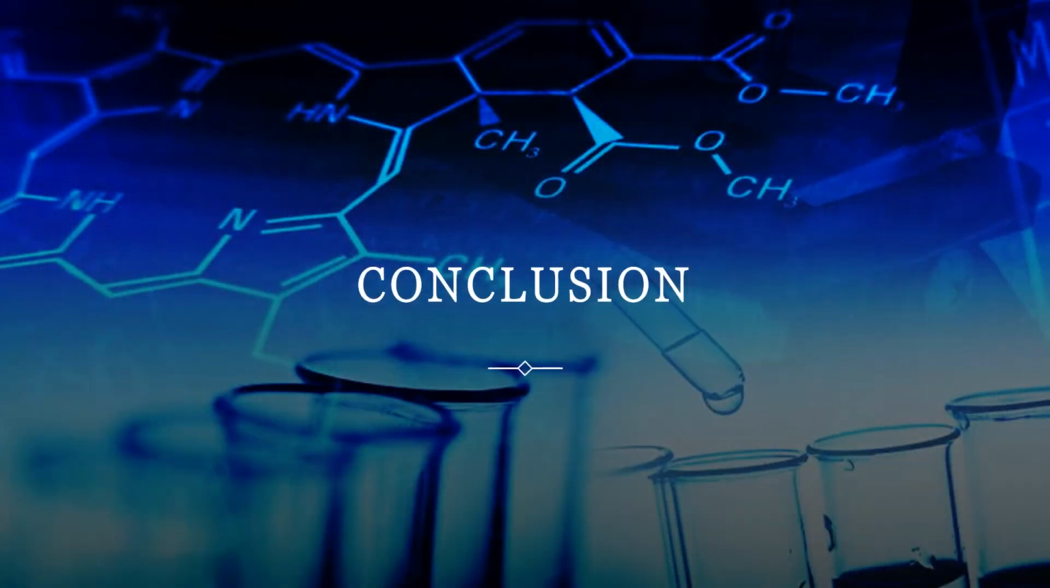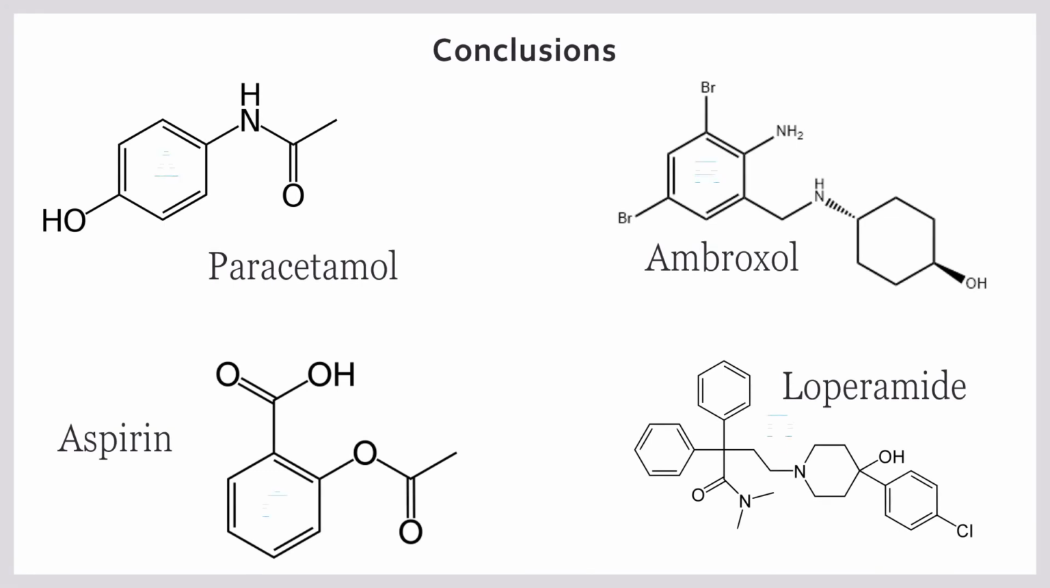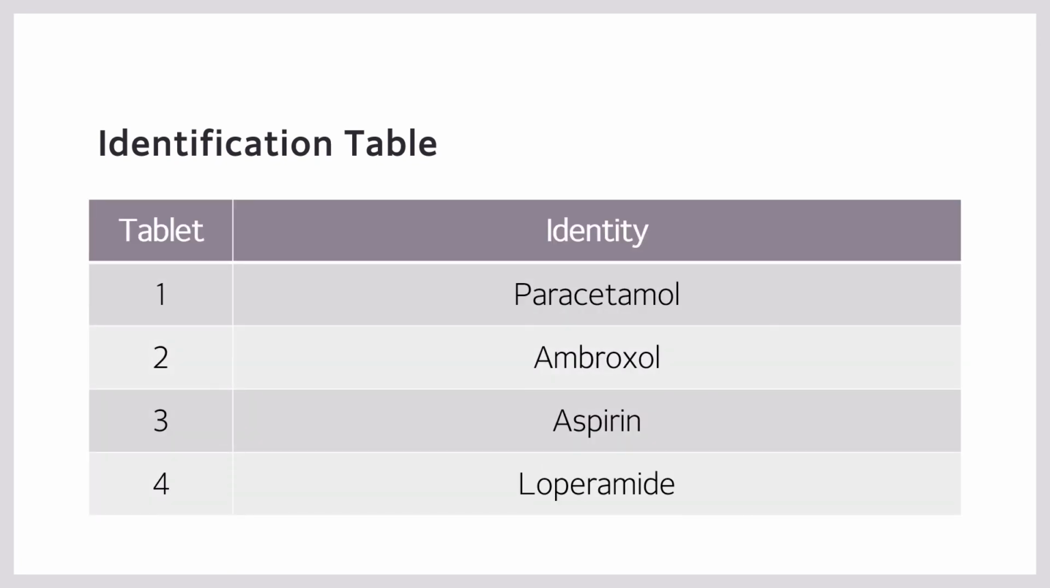So in the end, the conclusion was as follows. We concluded that A or tablet 1 was paracetamol, tablet 2 or B was ambroxol, tablet C or 3 was aspirin, and tablet 4 or D was loperamide. In the end, we had this identification table. So this is our final results, and I hope you enjoyed the video.